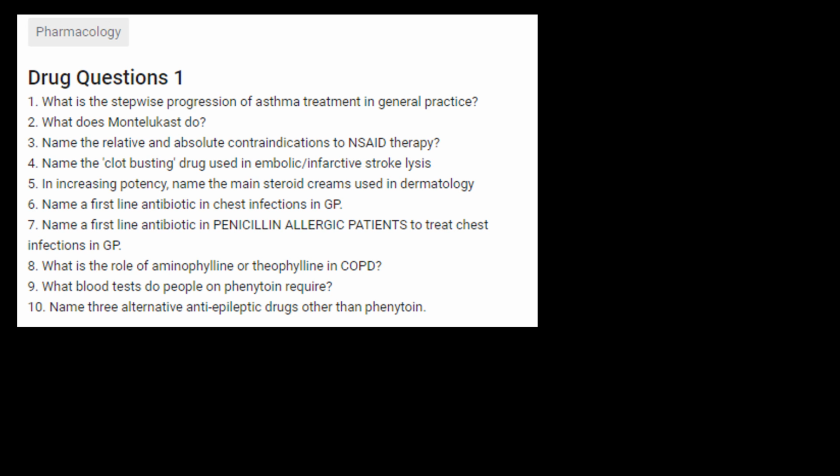So if you're only asked to name three, that's perfect. But the mainstays of treatment are things like carbamazepine, phenytoin, Keppra, which is levetiracetam, and Epilim, which is sodium valproate.